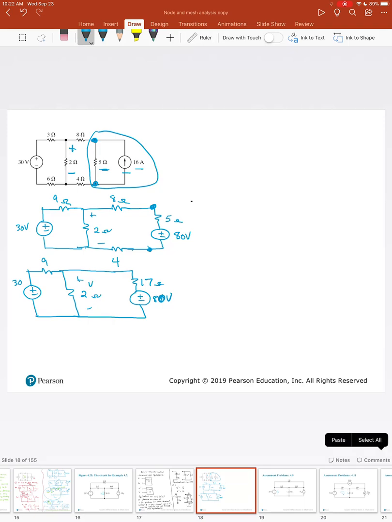And here's the voltage that I want. Now, if you want to get really fancy, you realize you can do a source transformation here and here. So starting with this one, that'll be a current source, 30 over 9, in parallel with that 9 ohm resistor. And then I've still got my 2 ohm resistor.